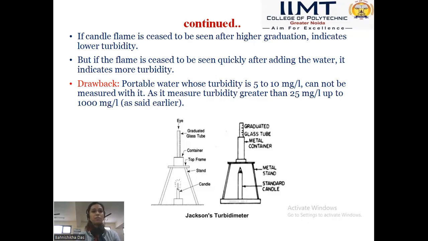If the candle flame can still be seen at a higher graduation, that obviously means the turbidity is low. That is why we see the flame even when more and more water is added to the glass tube. But if the flame disappears quickly after a very little amount of water, it indicates that the water is highly turbid, because more suspended particles are present and they reflect more and more light.